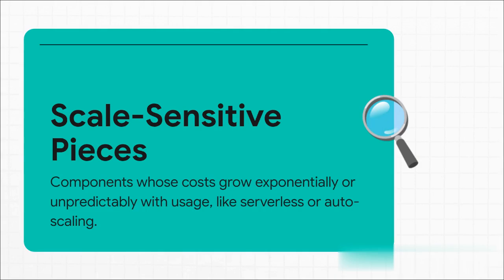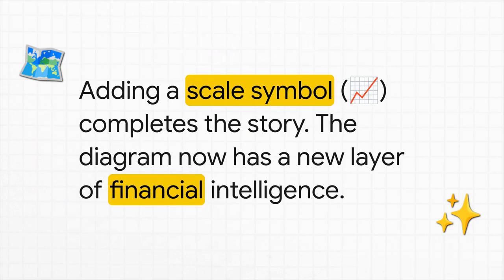And finally, number 3, let's talk about the really sneaky ones: scale-sensitive pieces. These are tricky. Their cost might be tiny at first, but it can just explode, sometimes exponentially, as your traffic or usage goes up. This is classic for certain serverless functions, logging services, or auto-scaling groups that can totally get away from you if you're not careful. And for these tricky parts, you just add a simple scale symbol, like this little trending graph icon. And there you have it. With just these 3 annotations, for egress, for high-cost components, and for scale, your diagram now has a whole new layer of financial intelligence baked right in.